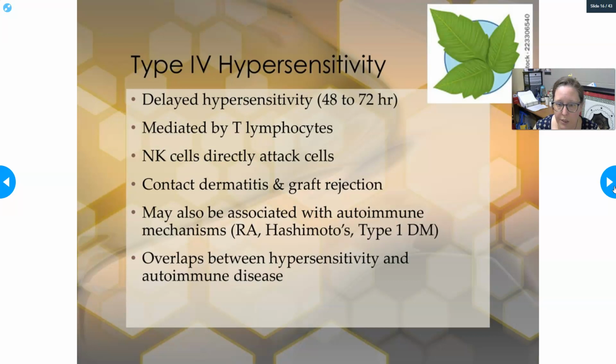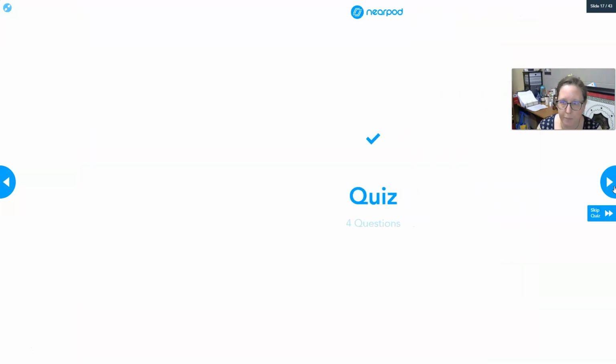So it can also be associated with autoimmune mechanisms. This can be the mechanism behind RA, but also behind Hashimoto's and type 1 diabetes. In Hashimoto's, the antibodies are to the thyroid peroxidase and thyroglobulin. Hashimoto's is a hypothyroid type of autoimmune reaction, so opposite of Graves. In type 1 diabetes, the beta cells, the islets of Langerhans that produce insulin, get destroyed by the autoimmune system. So there's a lot of overlap between hypersensitivity and autoimmune diseases.